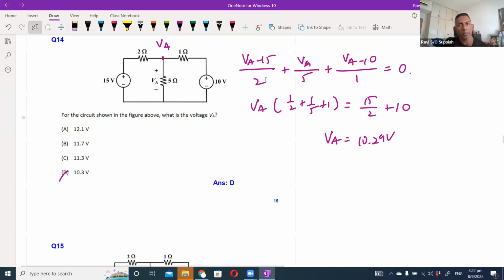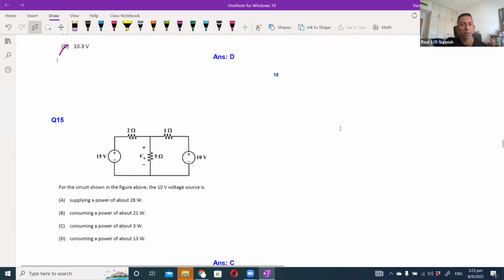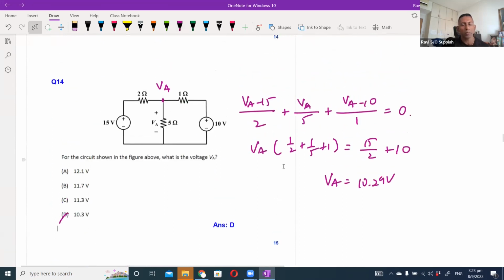I think quite similar to our tutorial question. So this is again a follow-on from the earlier question. For the circuit shown, is the 10 volt voltage source supplying or consuming? The idea is simple, correct? If the current is flowing out, it is supplying. If it's flowing in to the power source, then it is consuming.